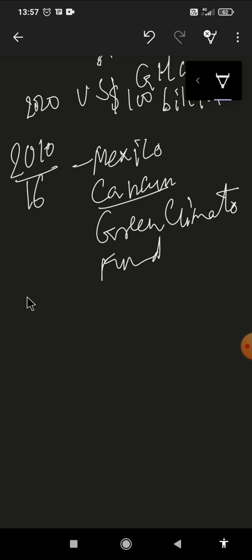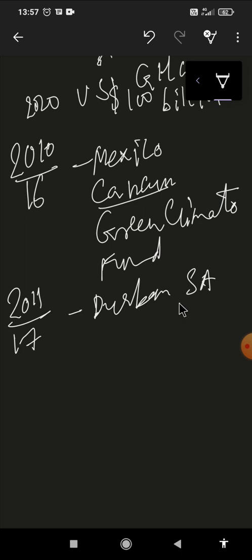Then in 2011, this was the 17th conference. This was held in Durban, South Africa. At COP17, parties decided to adopt a universal climate agreement by 2015, with work beginning under a new group called the Ad Hoc Working Group on the Durban Platform for Enhanced Action, that is ADP. Parties also agreed a second commitment period of the Kyoto Protocol from 1st January 2013.